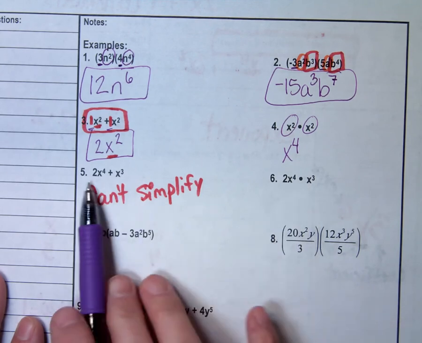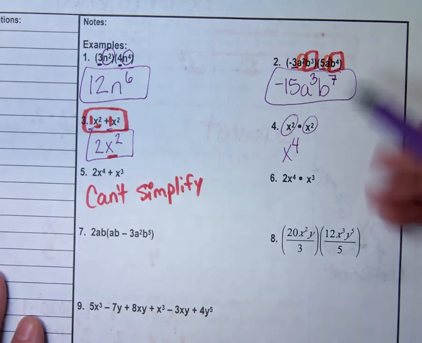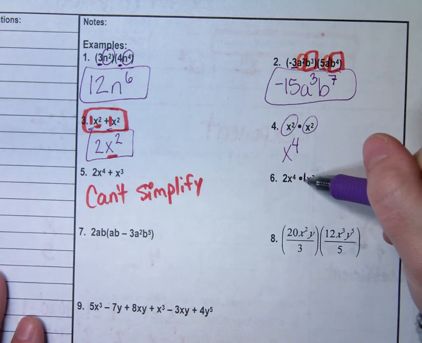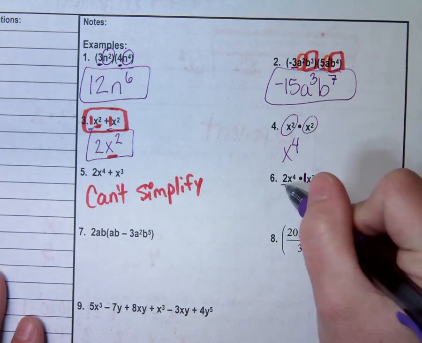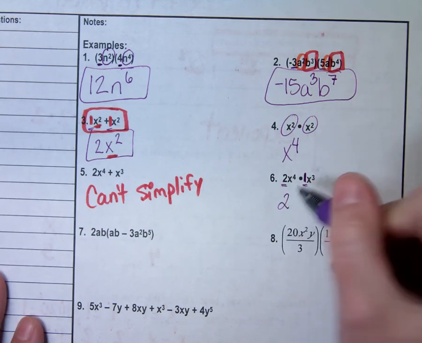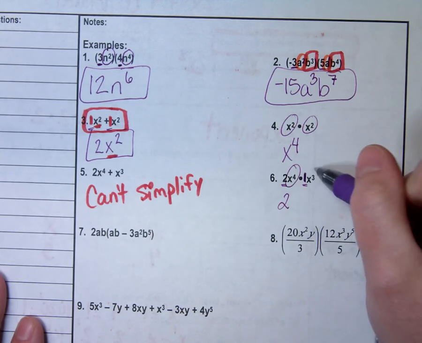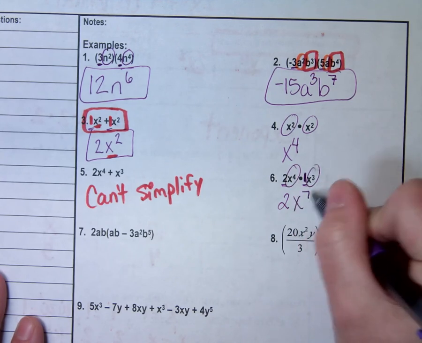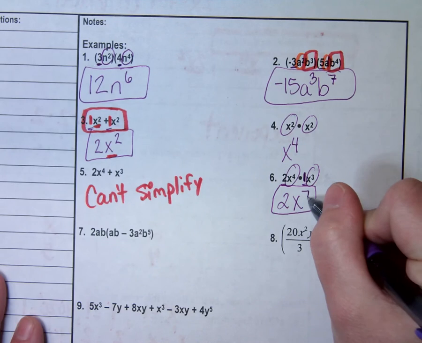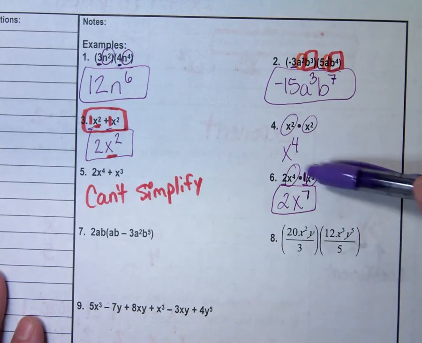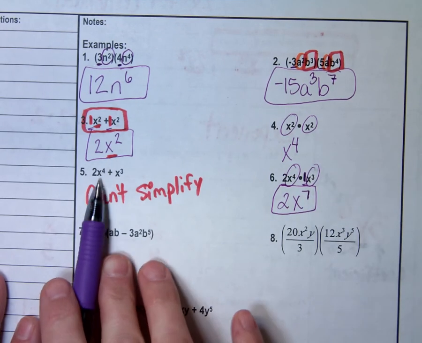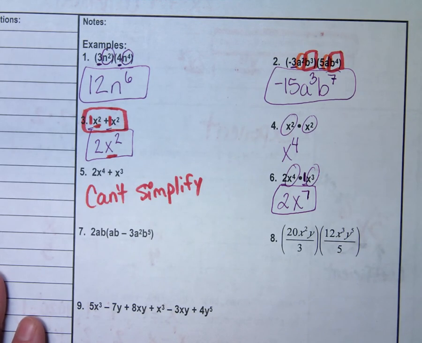Okay, number 6 is like number 5, except for I'm multiplying. So I'm going to start with my coefficients. This one has a coefficient of 1, you just don't see it. So 2 times 1 is 2. And then when I go to multiply my x's, I add my exponents, and I get x to the 7th. So I can multiply things that aren't like terms, but I can't add things that aren't like terms.